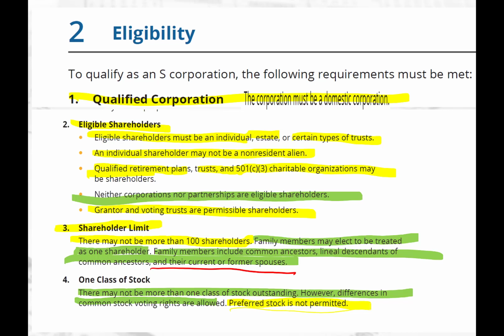For a startup corporation that you think might want to be an S corp, but they're prohibited from having preferred stock, often they rely on preferred stock to attract capital, and you're kind of being shut out of the S corp status because preferred stock is not permitted.